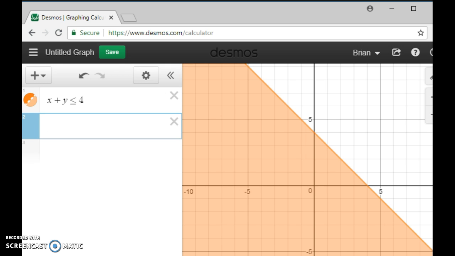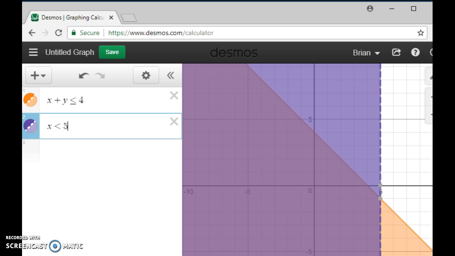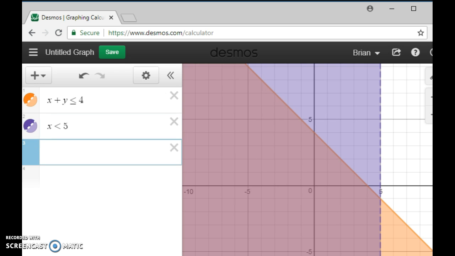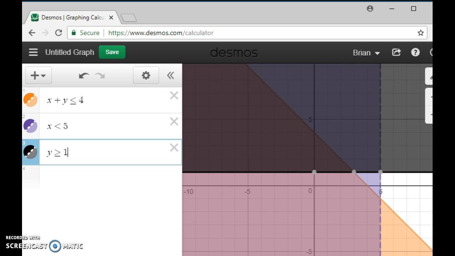I can add more to this, and I might say that maybe x is less than 5. It's going to graph another one. So far, anything that's in the purple and the orange at the same time would be part of our inequality and are part of our solution. So then I'm going to put another one here, y greater than or equal to 1. And you can see that the more I add, I'm still looking for an overlap of all of them. And it's actually just going to be this little sliver, this piece right here.